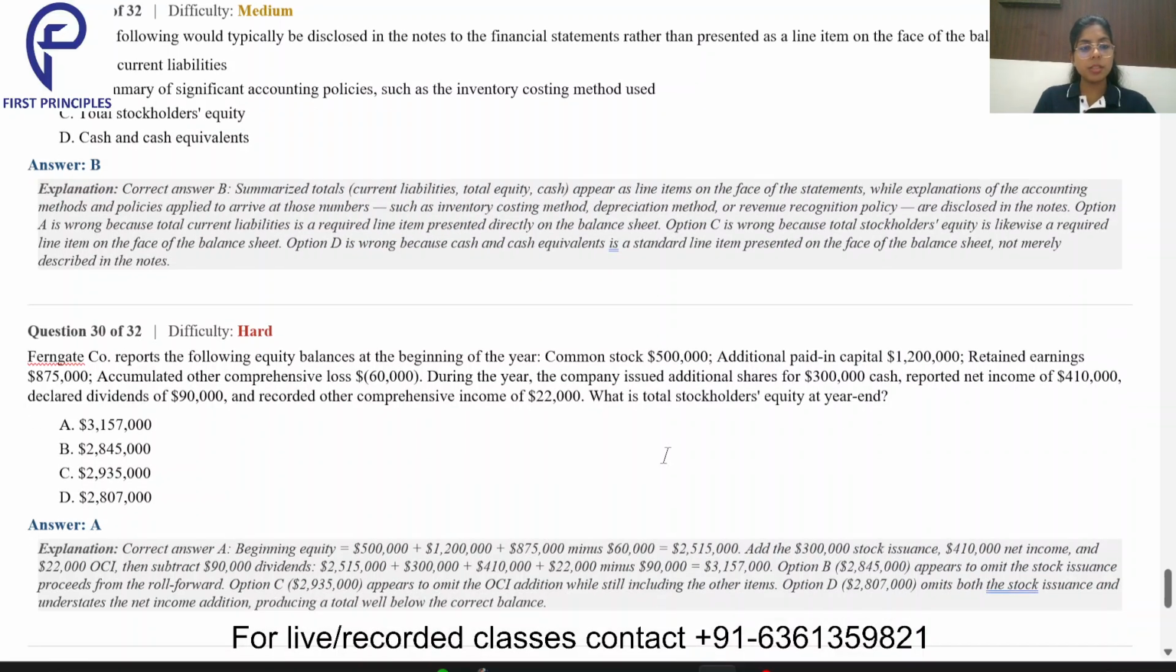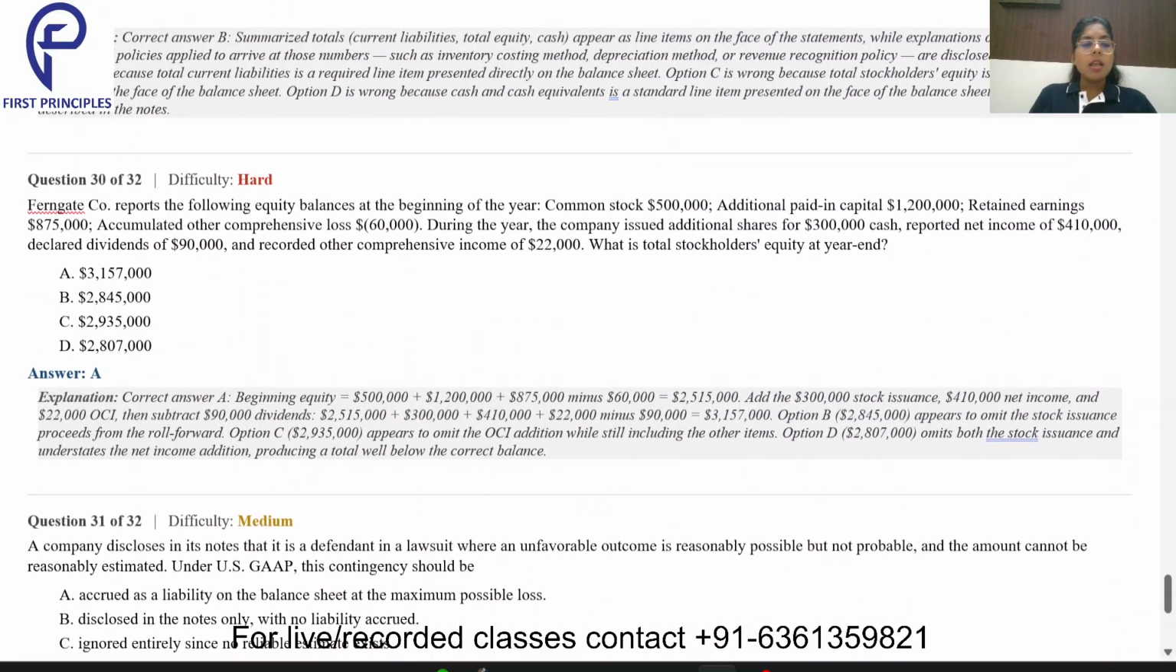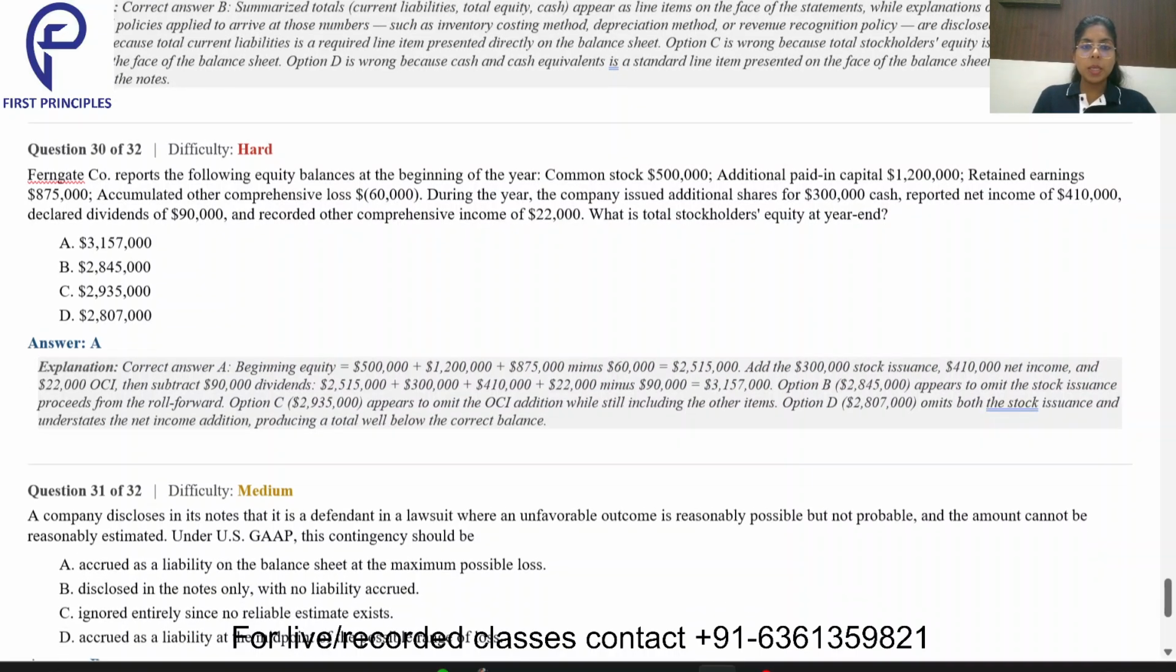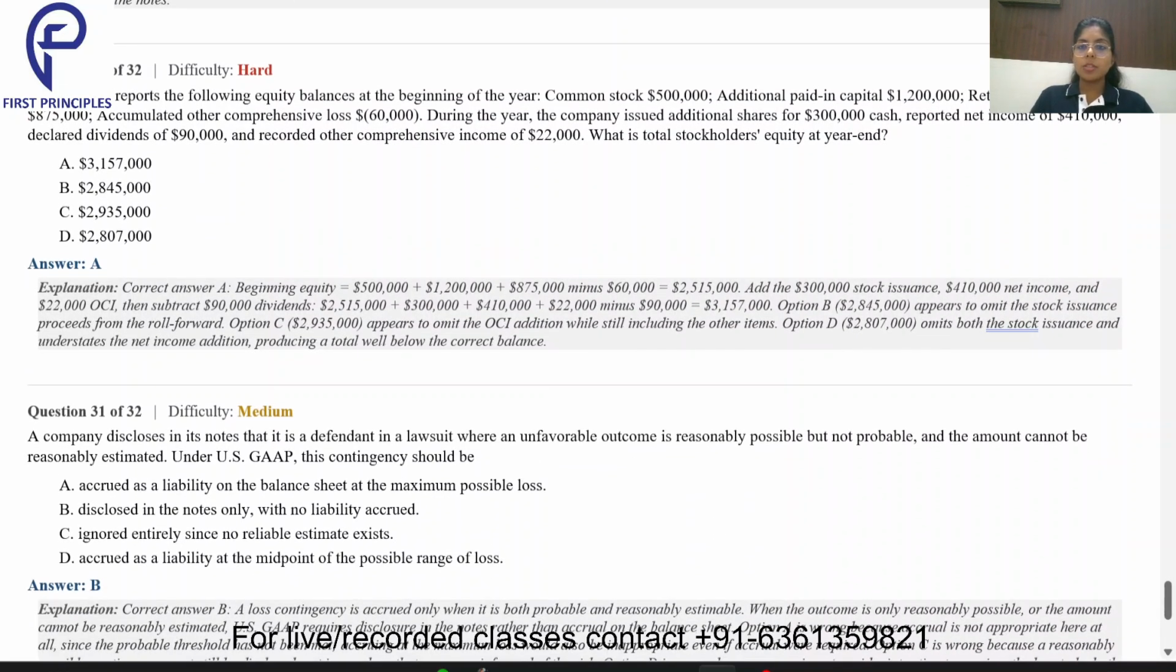Coming to question number 30. Question number 30. Ferngate Co. reports the following equity balances at the beginning of the year. Common stock, APIC, retained earnings, and accumulated other comprehensive loss are given. Now during the year, the company issued additional shares of $300,000. Net income is given and dividends declared is given. And the company recorded other comprehensive income of $22,000. What is the stockholders' equity at the year end?